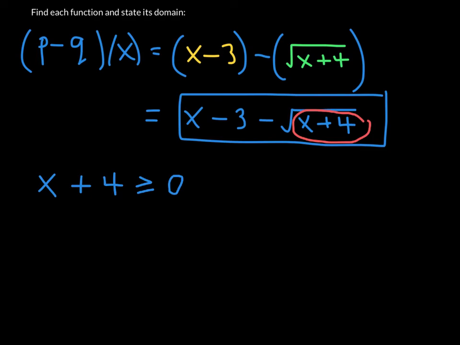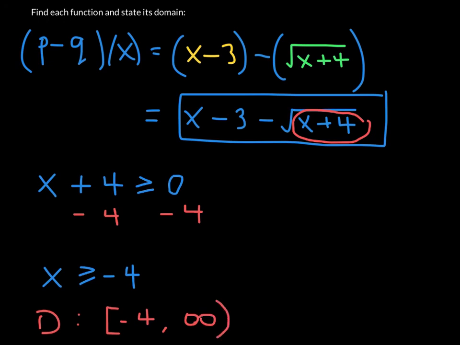So we want to say x plus 4 must be greater than or equal to 0. Now what I would invite you to do at this point is to solve for x. Subtract 4 from both sides of this inequality to find that x must be greater than or equal to negative 4. With that being said, I can see that the domain for this function must be the set of all x values that are greater than or equal to negative 4. So we're going to say from negative 4 to positive infinity. This will be the domain for that function. I hope that was clear.